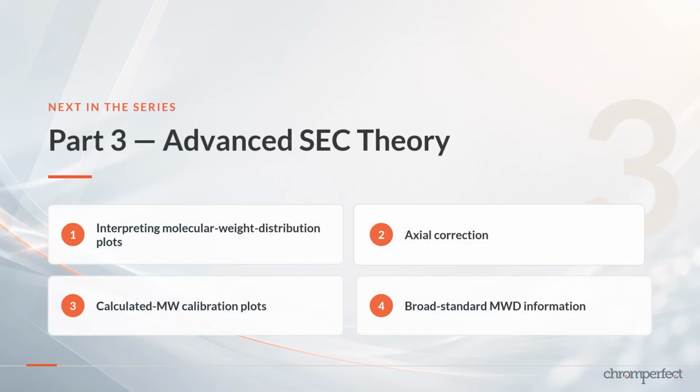In the next video, we will continue with advanced SEC theory. We will examine how to interpret molecular weight distribution plots, why different distribution traces and molecular weight markers occupy particular positions, how axial correction changes calculated results, and how advanced broad standard calibration information can be derived.